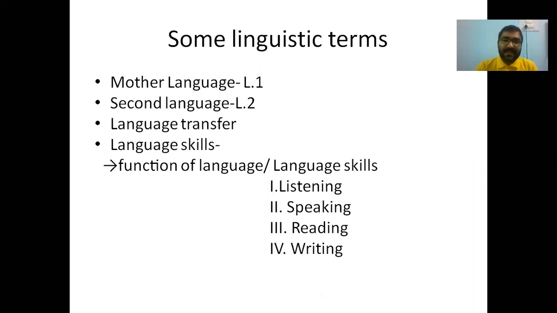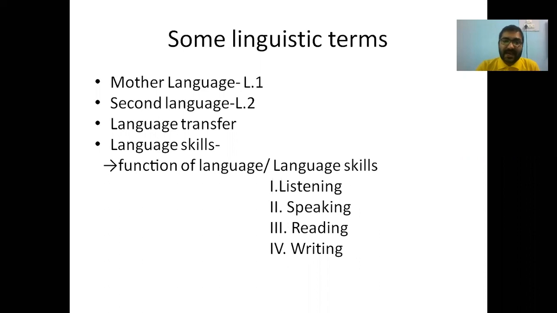Second is second language. After a child learns a language by birth, the language he or she learns apart from the mother language is called second language. That is called L2. Language transfer is how one learns from the mother language to another language.